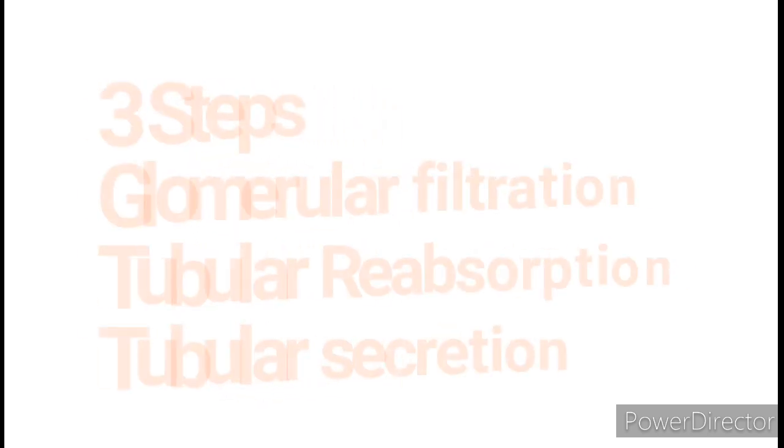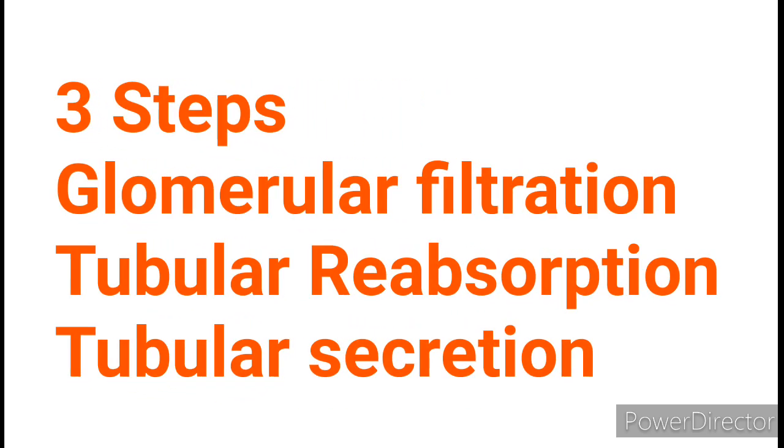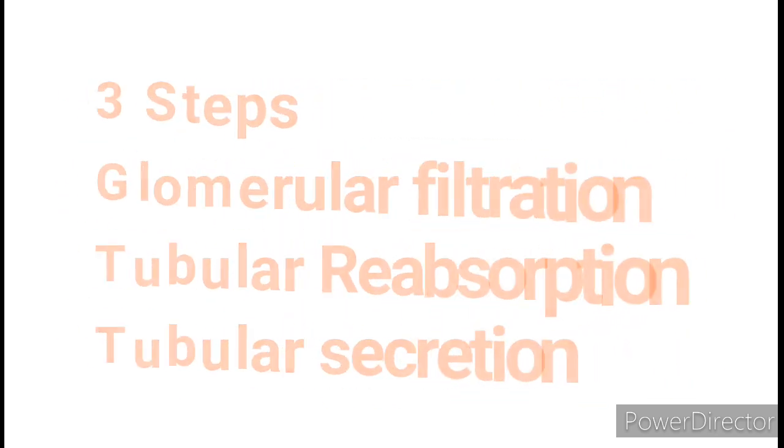The mechanism of urine formation includes three steps: glomerular filtration, tubular reabsorption, and tubular secretion. We will see the steps one by one now. The first one is glomerular filtration.